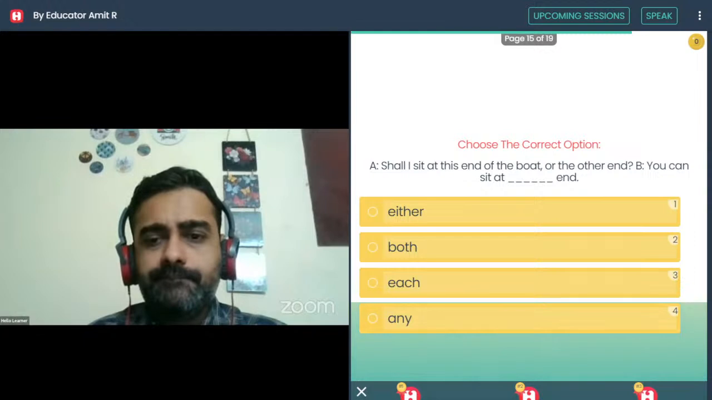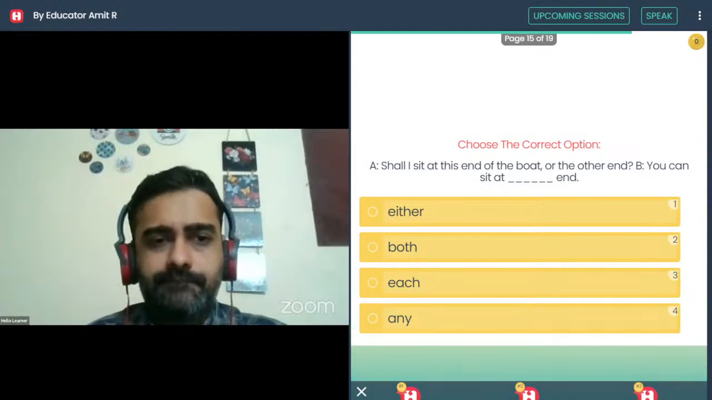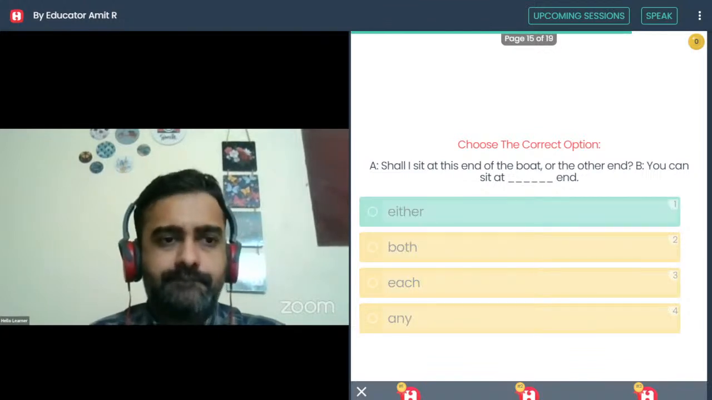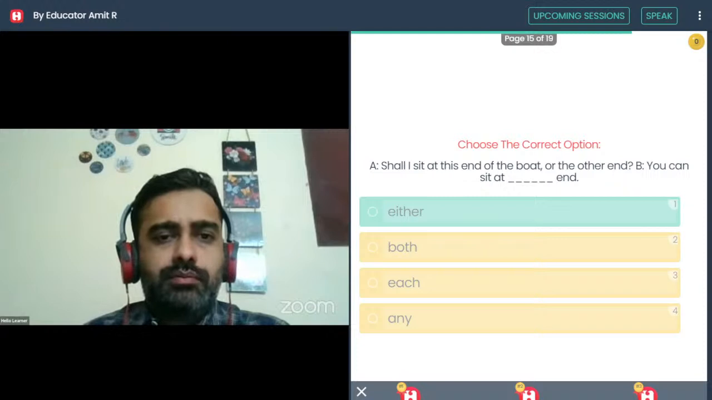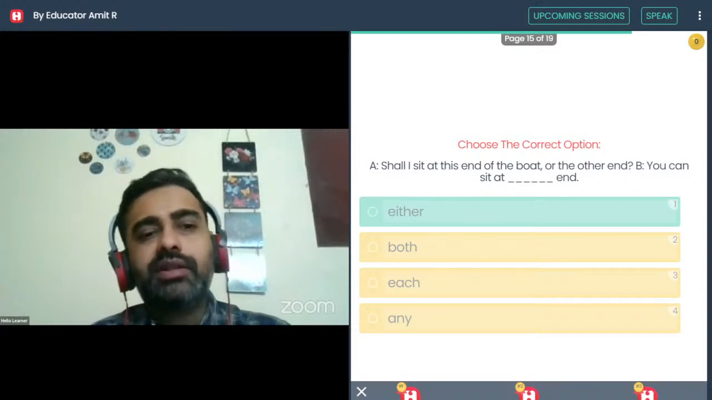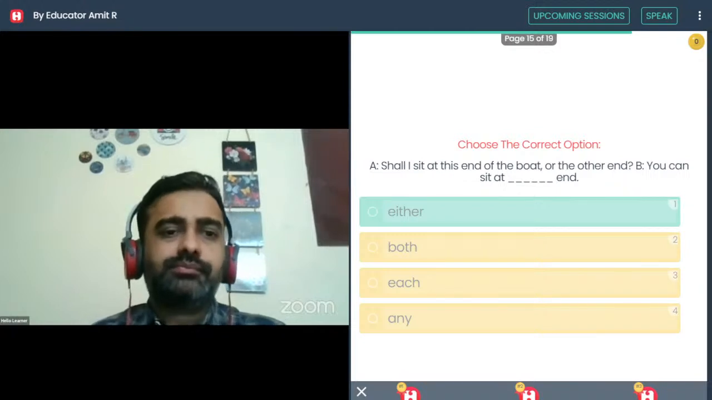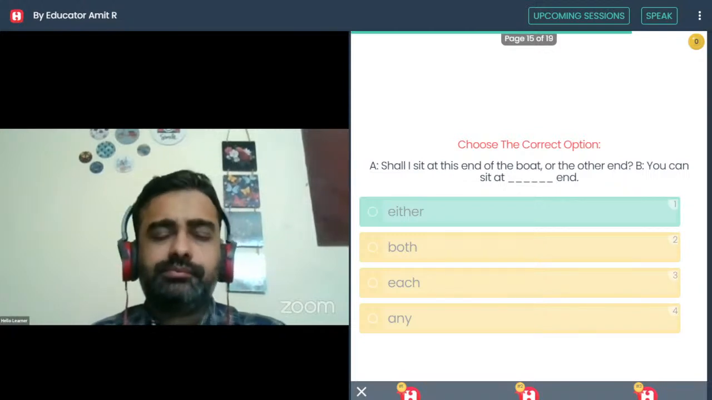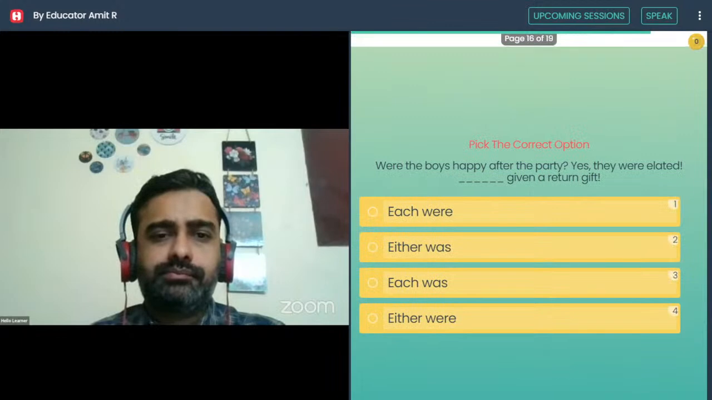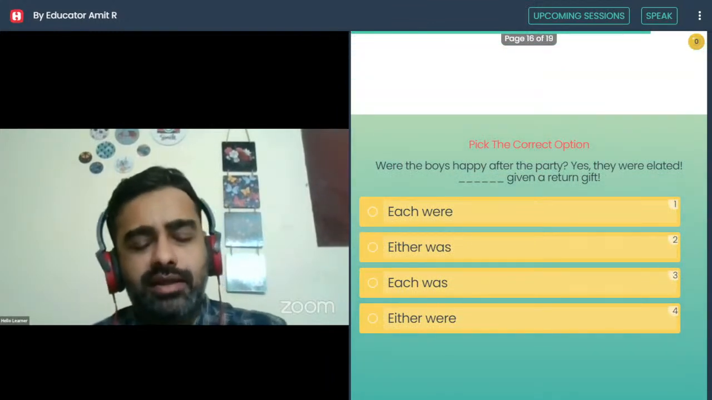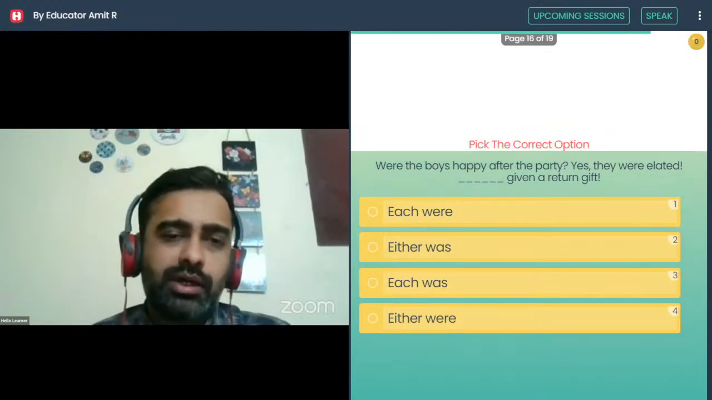Shall I sit at this end of the boat or the other end? You can sit at both ends. Sorry, that is wrong. Either. Yeah, either, absolutely. Read the entire sentence again. Shall I sit at this end of the boat or the other end? You can sit at either end. Either, this end or that end. Both are fine in this case.